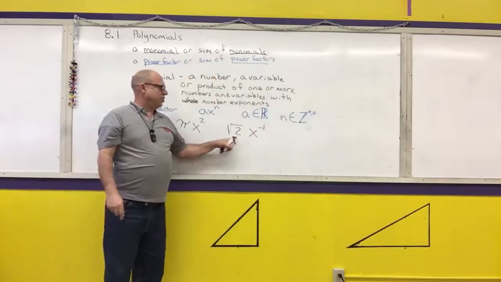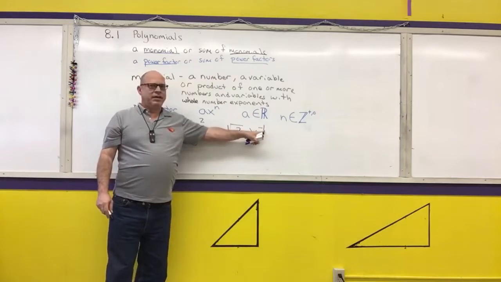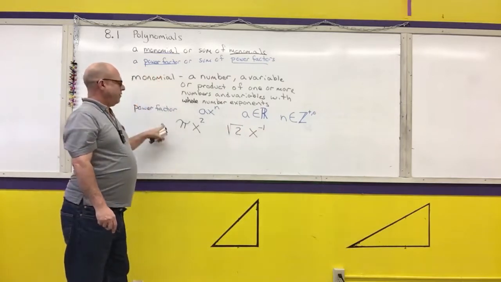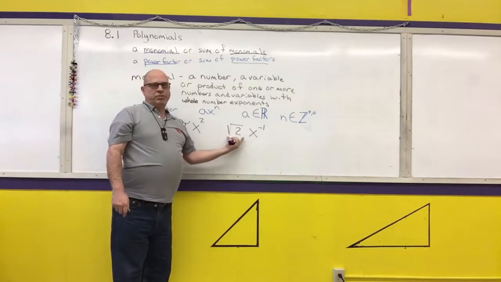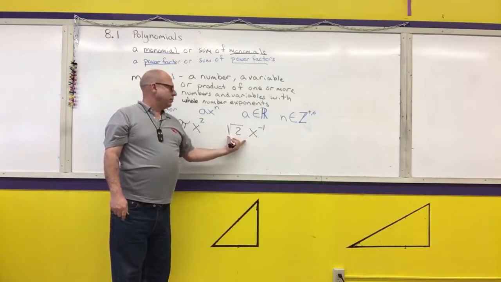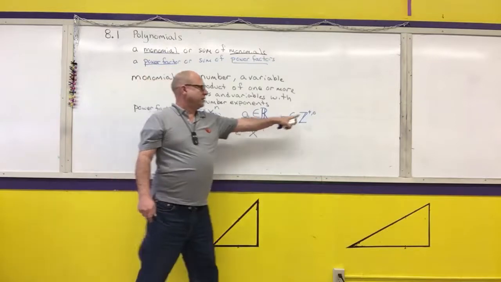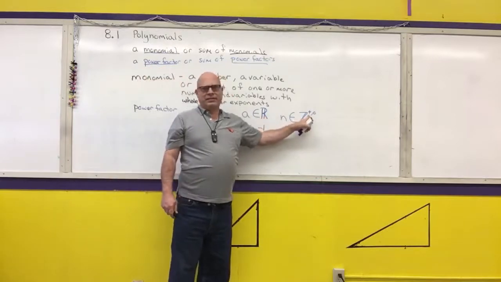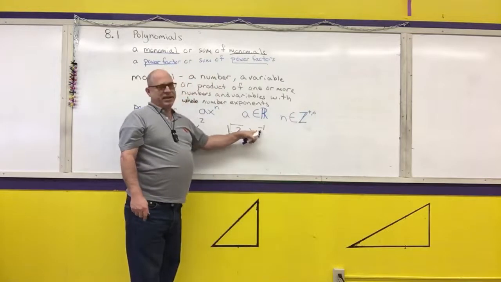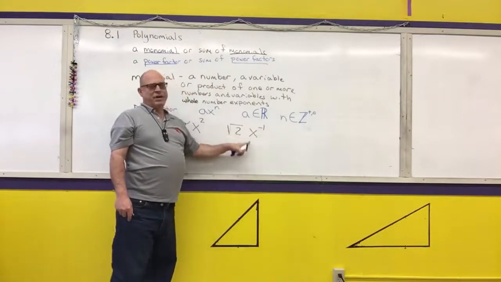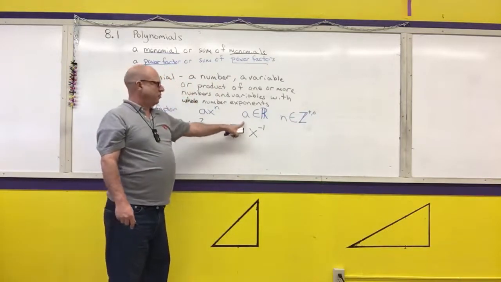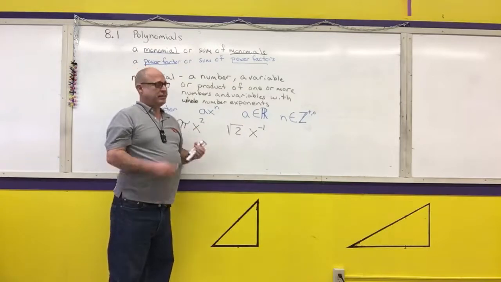This next example, the square root of 2 times x to the negative 1, is not a monomial or a power factor. The square root of 2 is good. That's a real number. Even though it's irrational, it's real. However, the exponent is not 0 or a positive integer. We have a negative integer here, so this is not a polynomial function. In Algebra 2, we'll figure out what kind of function this is.